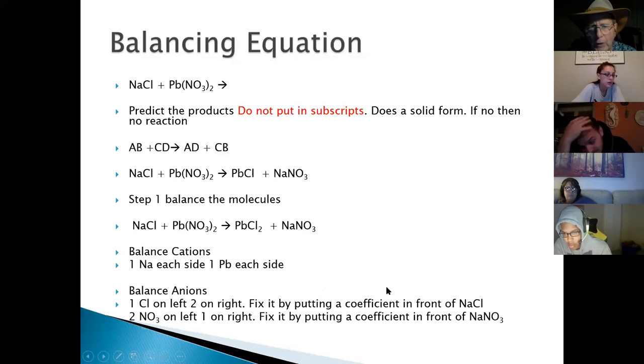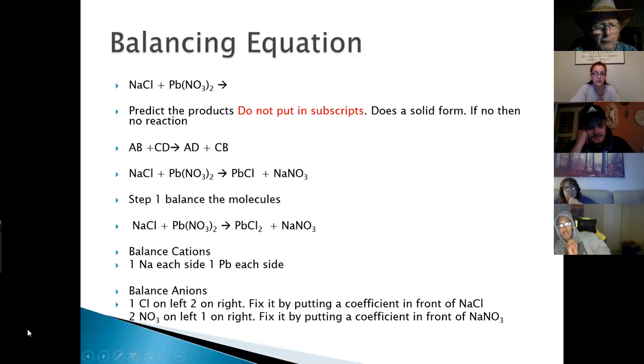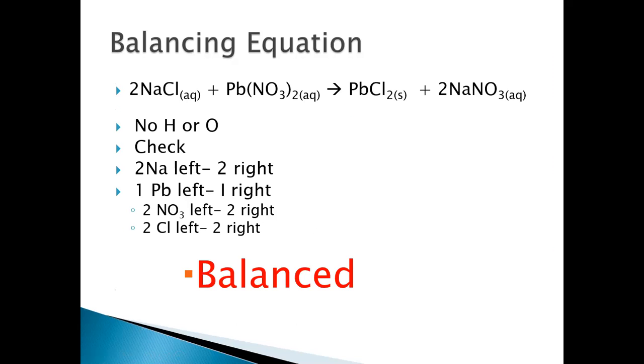Are you seeing that? Yes, sir. Okay, Terry, how do I fix my nitrates? Or are they okay now? They are okay. So I have two NaCl plus lead NO3 taken twice yields PbCl2 plus two NaNO3. Everything is balanced.